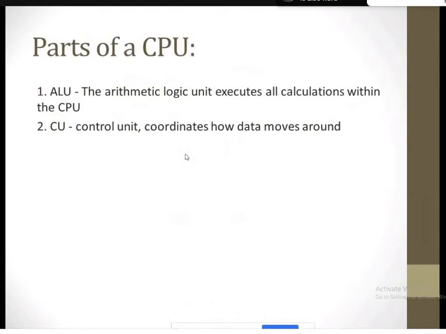Parts of the CPU. One is the ALU. The arithmetic logic unit executes all calculations within the CPU. Second, the control unit coordinates how data moves around.